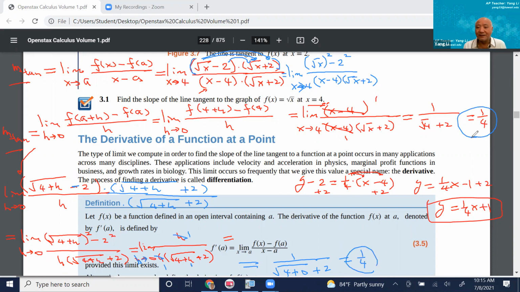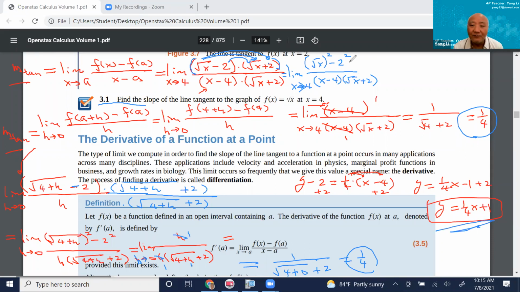Same as what we got here, right? So you see how effective this is: we're using 2 different definitions to apply to the practice question of section 3.1 here. Find the slope of the tangent line, and also we can find the equation of the tangent line, which we found here.